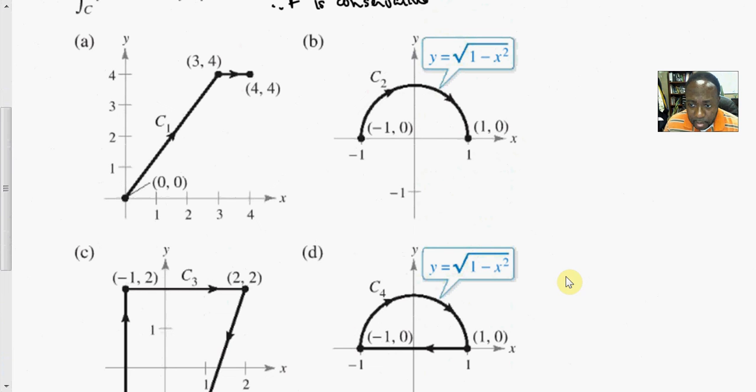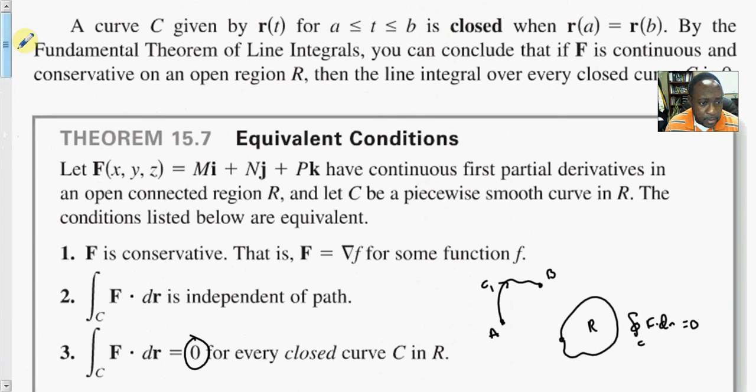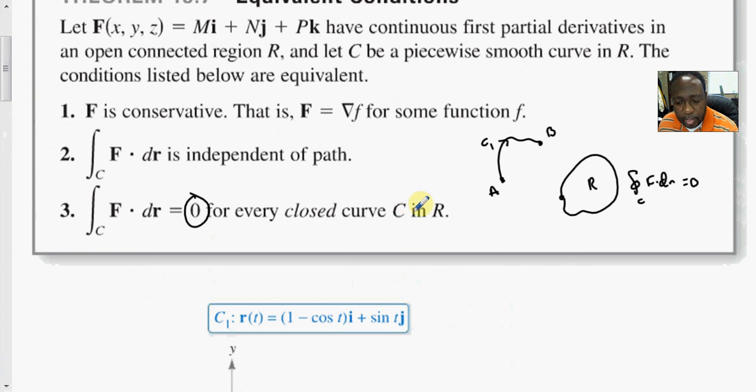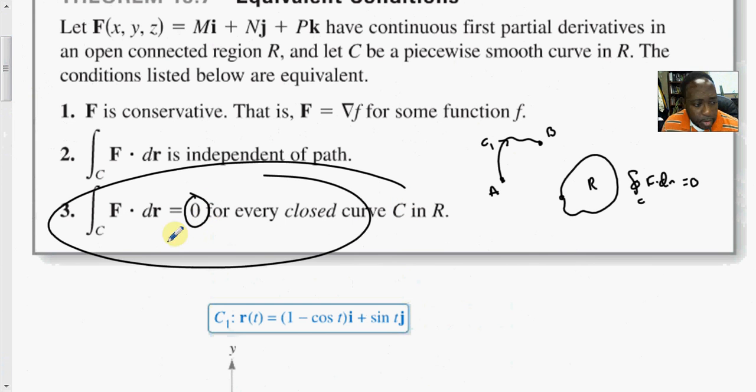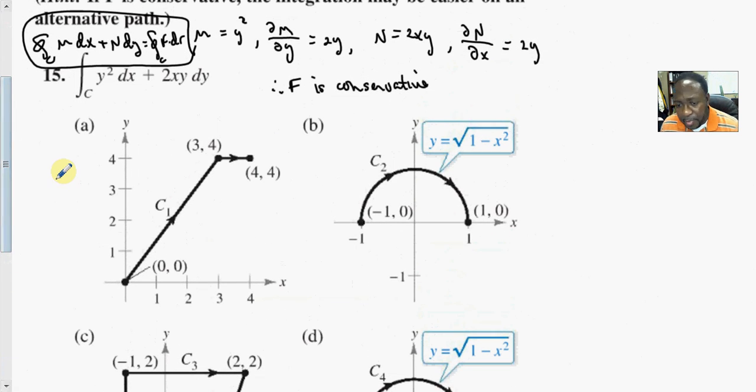About part B, part C, and part D. Part C and D, you can tell that they're closed curves. So the line integral will come out to be 0, right? We said that for every closed curve C, the line integral is 0. You remember that? So we're going to use that to our advantage. Now, it's the same thing happening for part B as well. Here, this line integral, you can see it here.